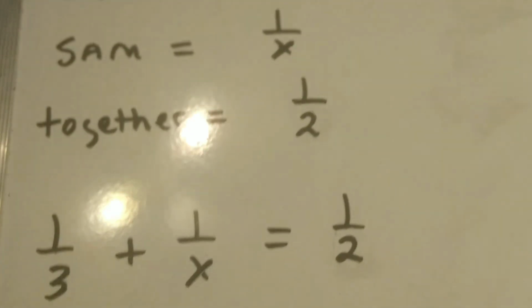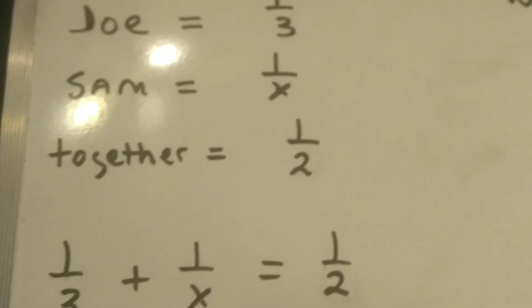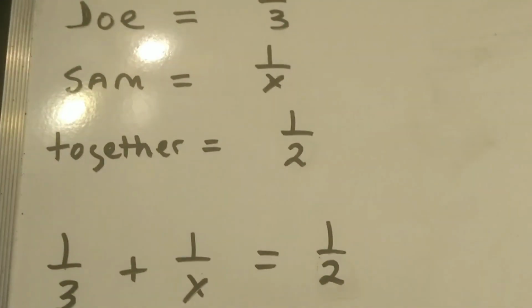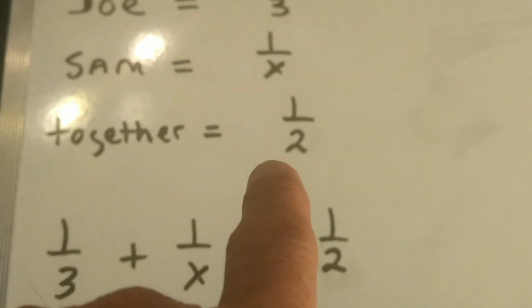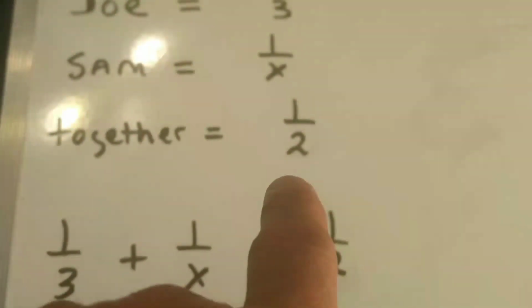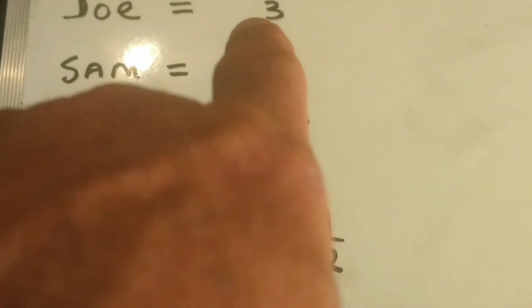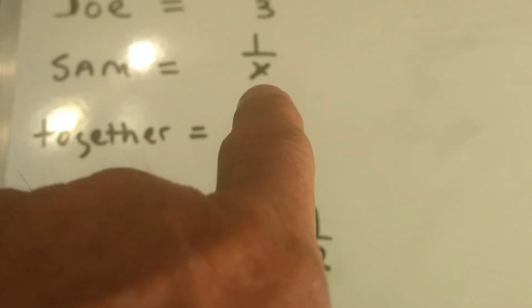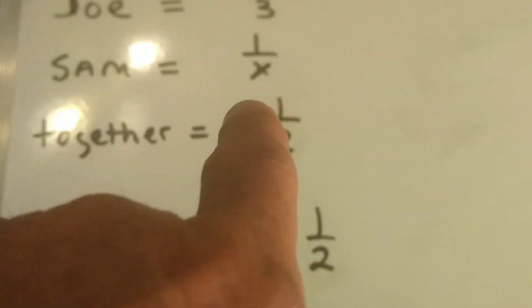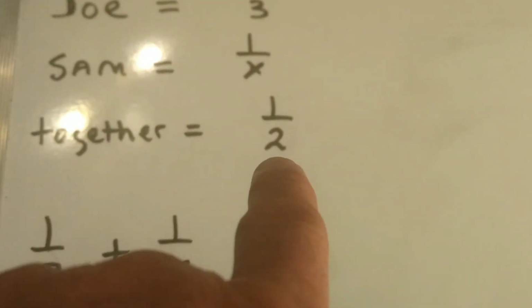Two other variations on this type of problem. I'm going to use the same example with Joe and Sam painting the house, but in this type of problem, we're given the amount of time that it takes them to paint the house together. So Joe can paint the house, do one job, in 3 hours. We don't know how long it takes Sam to paint the house by himself, but together they can paint the house in 2 hours.